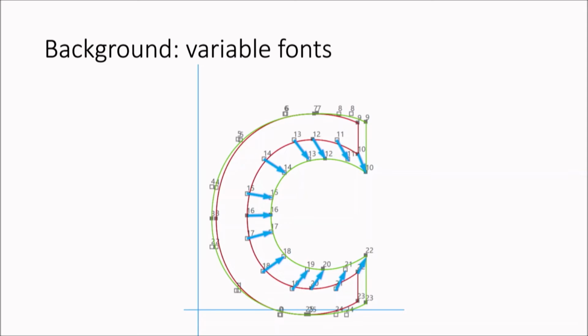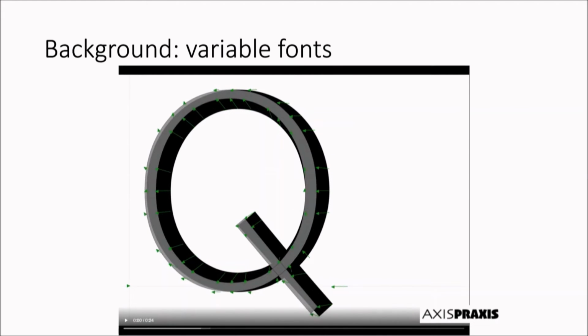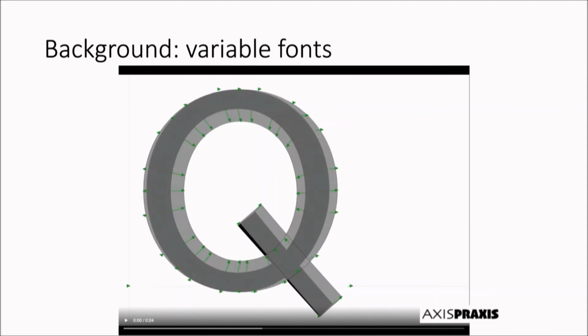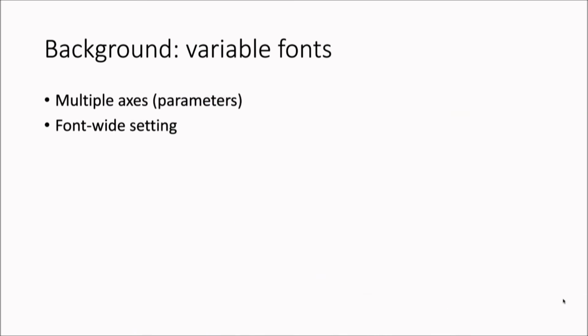That's what a variable font does. It's a single font that has that kind of information, so you can represent an entire family of fonts in a single font. And that allows you to do things such as this: a single font where the glyph can stretch out in different ways to give you different variants of the glyph. A key with variable font technology now is that the font can have multiple axes, but when you pick particular parameters, that's a font-wide setting.